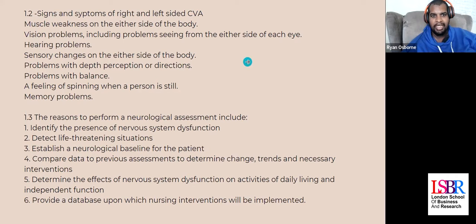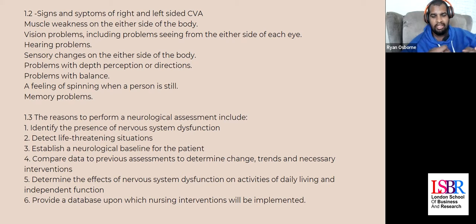So like I was saying, muscle weakness on either side of the body. Then you'll have vision problems as well, including problems seeing from either side of each eye. Another sign or symptom of someone having a stroke is when they get hearing problems. So people who can't hear that well, or when you're talking to them, you know, like they're not in the room, let's say. Another thing would be sensory changes on the other side of the body itself.